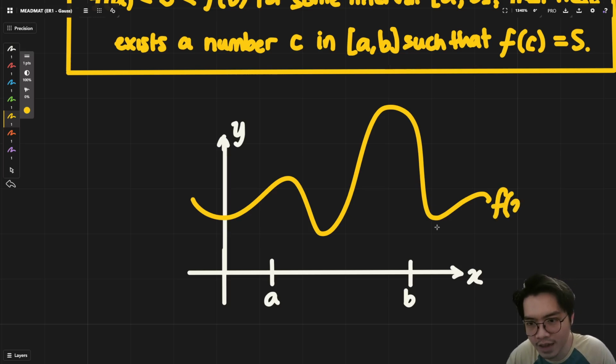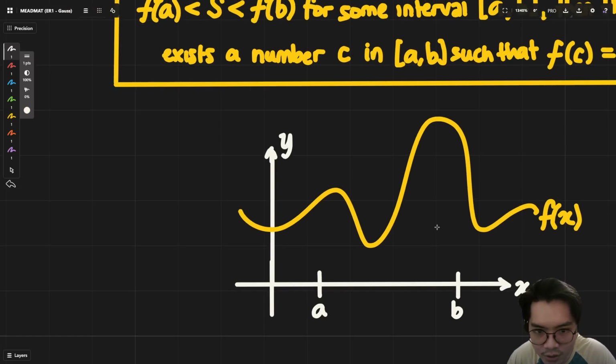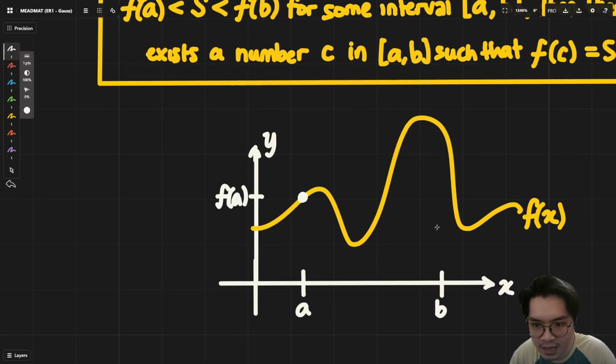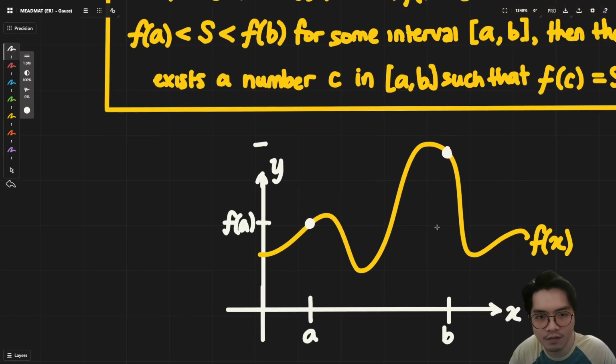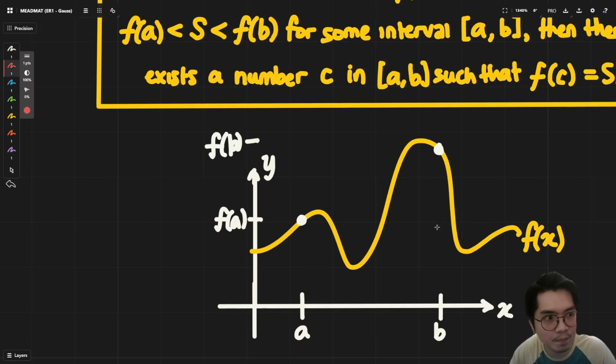This is your f of x. And from what we see here, your a will intersect here, f of a, and then your b will be somewhere in here, which is now f of b, somewhere here. Say for example, c is here.